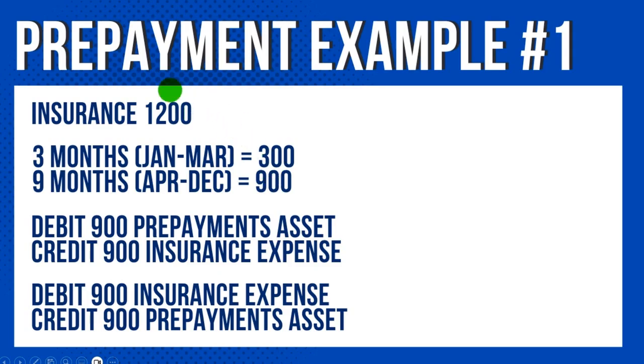So the formula is the full cost of the expense divided by the expense period. So that's £1,200, $1,200, €1,200, whatever, divided by 12 months. 1,200 divided by 12 will give us 100. If we then times that by 3, that will give us the 300 for the financial year that we're reporting. If we times that by 9, that will give us our prepayment amount, the amount that should be allocated to the next financial year.